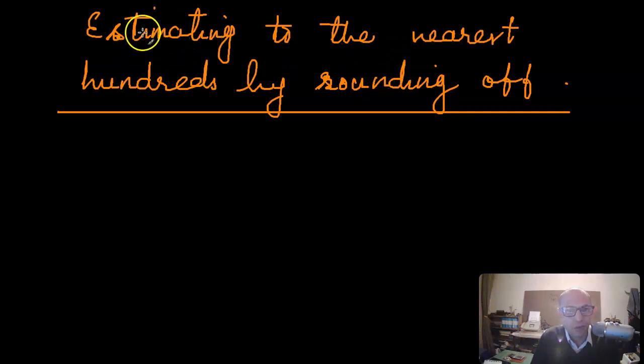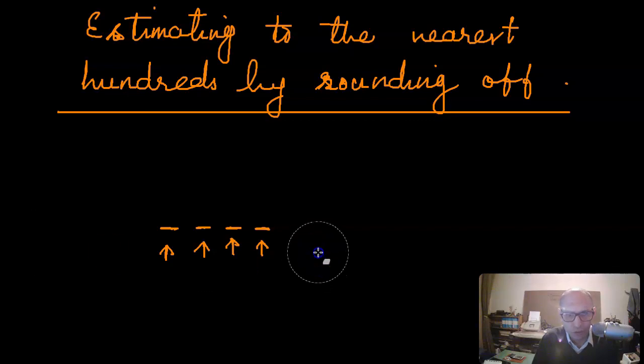In this video, we talk about estimating to the nearest hundreds by rounding off. So far we have been talking about rounding numbers and estimation. This is the ones place value, this is the tens place value, this is the hundreds, and this is the thousands place value. So we came all the way up to rounding off to the nearest tens. Now we will talk about rounding to the nearest hundreds, which is essentially the same procedure, right?